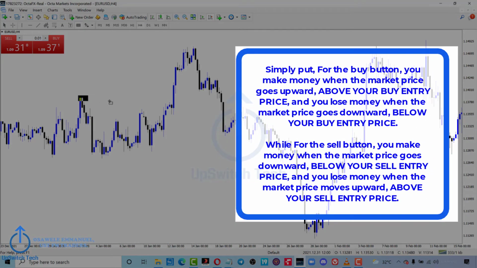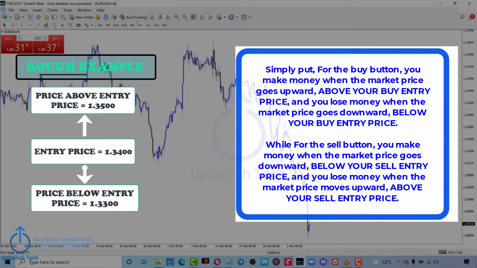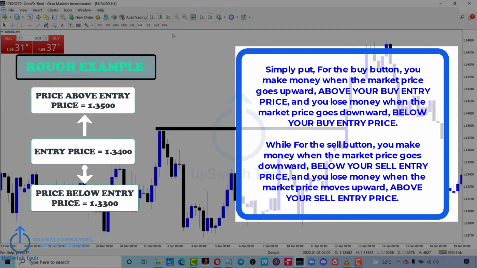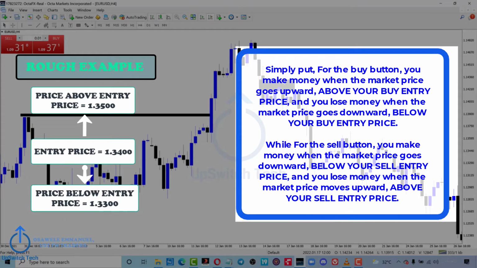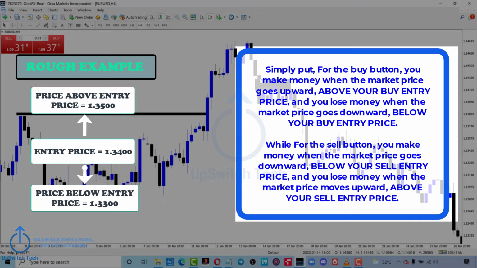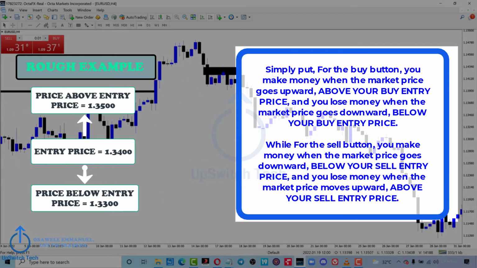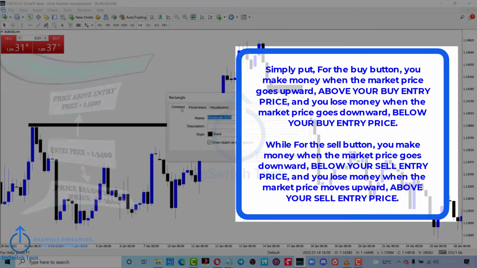Simply put, for the buy button, you make money when the market price goes upward, above your buy entry price, and you lose money when the market price goes downward, below your buy entry price. While for the sell button, you make money when the market price goes downward, below your sell entry price, and you lose money when the market price moves upward, above your sell entry price.